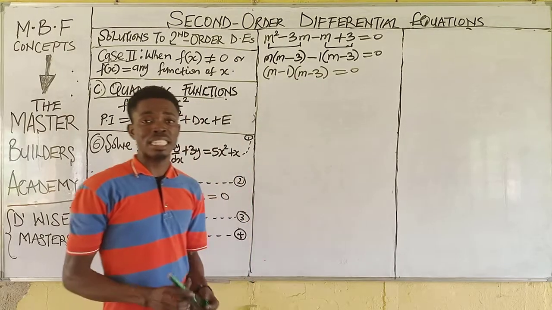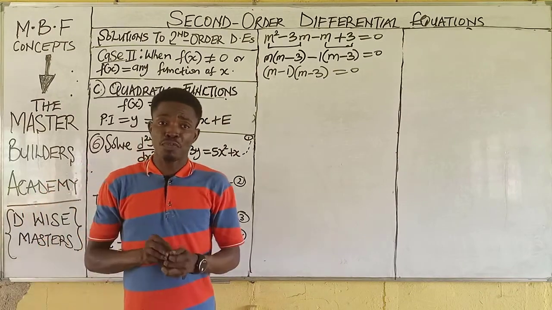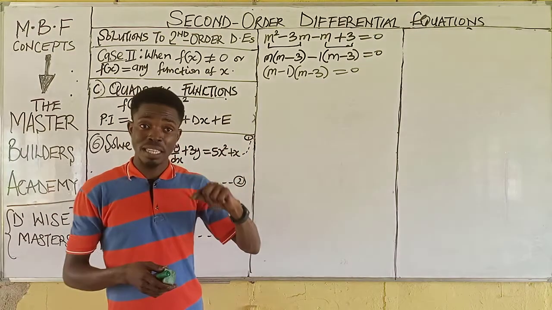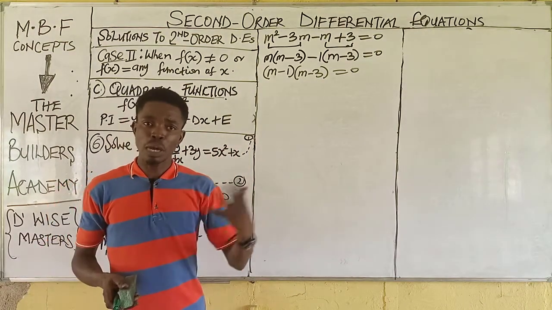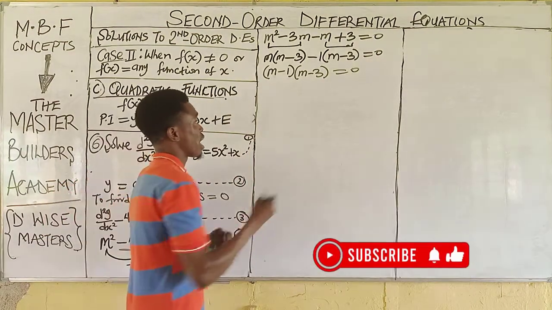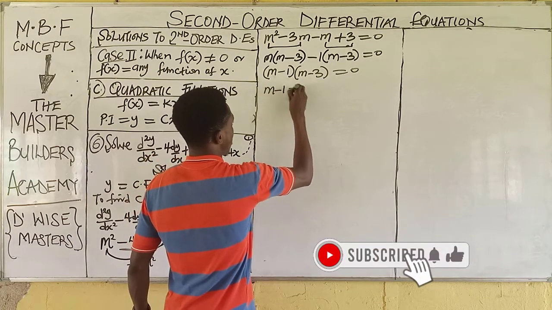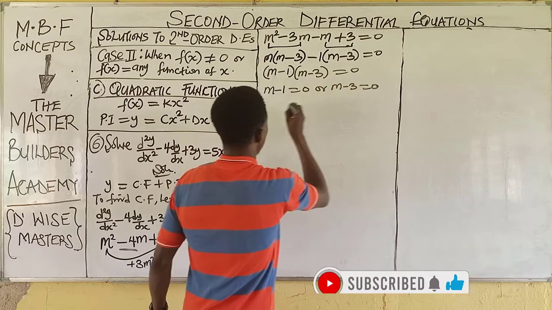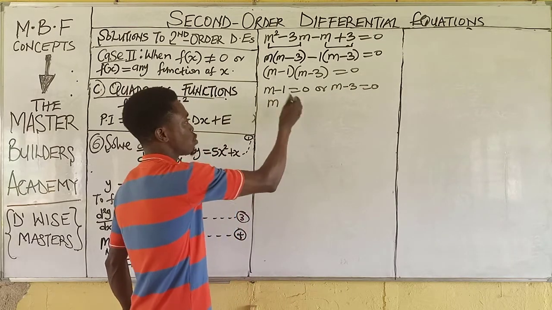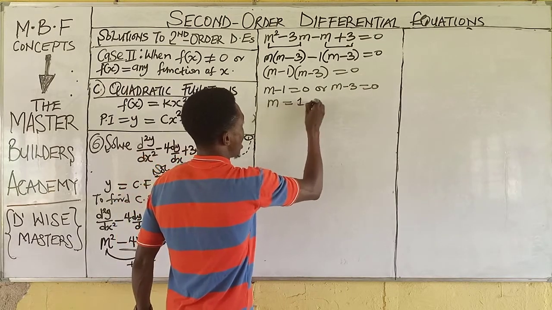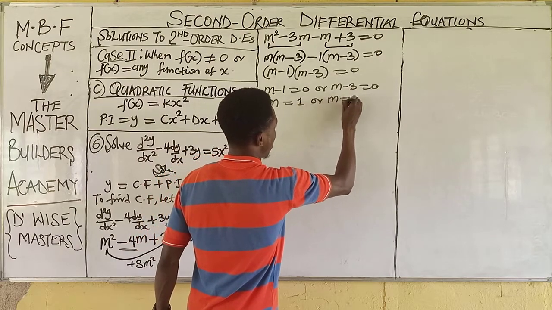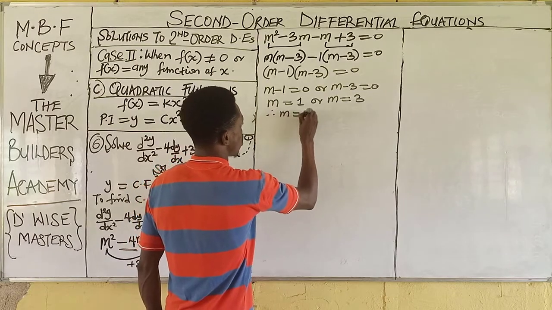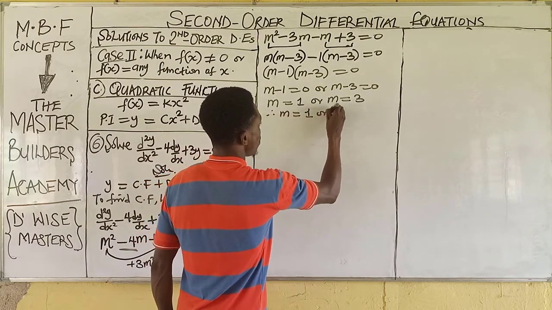And we understand mathematically that for the product of two factors to be 0, one of them must be 0. It is either the first is 0 or the second is 0. Here we have either m minus 1 is equal to 0 or m minus 3 is equal to 0. Now when we take negative 1 from the left to the right, it becomes positive 1. And equally, when we take negative 3 from the left to the right, we have positive 3. Finally, we have that m is equal to 1 or 3.